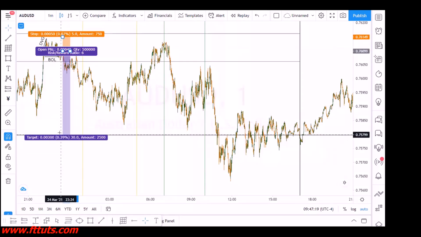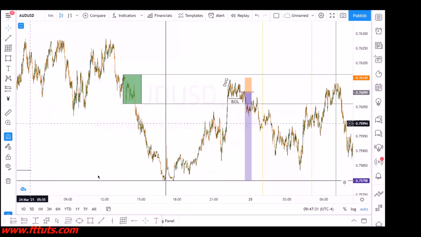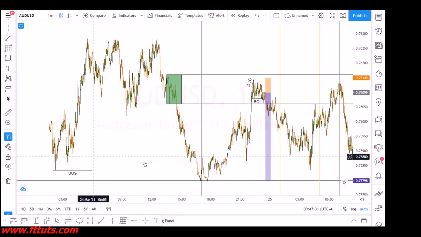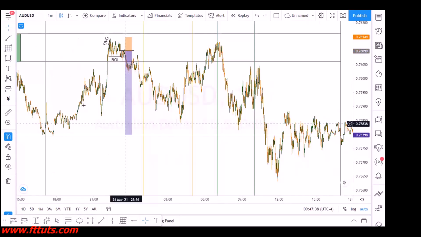You can see our price traded to the low of previous day. Some people might say there's liquidity sitting at the low of previous day. You can see equal lows being formed around here. So they would aim for what? The low of previous day, yesterday's low. You can see I labeled it here, yesterday low. So we had the yesterday low here, and that will be our target.